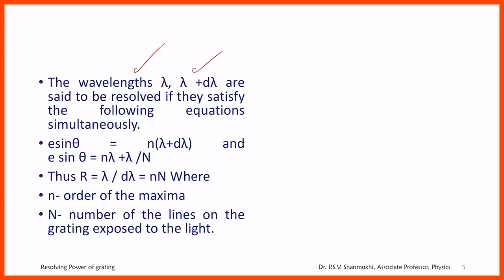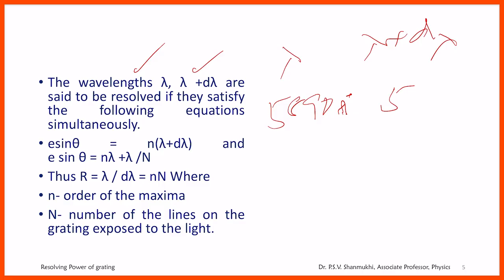For example, sodium light contains two wavelengths. With our eye we cannot identify them; it seems to be yellow only, but actually two wavelengths are there. What are those two wavelengths? 5890 angstroms and 5896 angstroms. So one is lambda, the second is lambda plus d lambda. What is d lambda in this case? 6 angstroms. It is a very small difference. With our eye we cannot identify that.